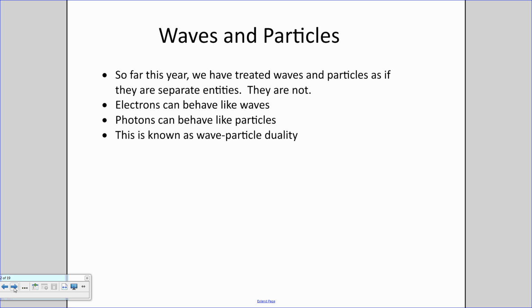All right, wave-particle duality. So far this year, we've treated waves like waves and particles like particles. But here's the thing. Scientists have found that particles behave like waves, and waves behave like particles. So electrons have been observed to behave as if they were waves. And photons, those little light energy packets, have been seen to act like particles. This phenomenon is known as wave-particle duality.